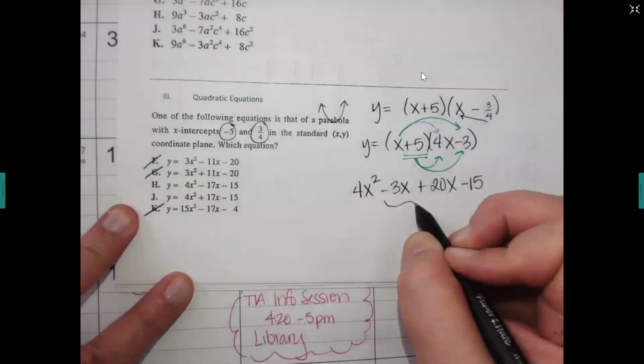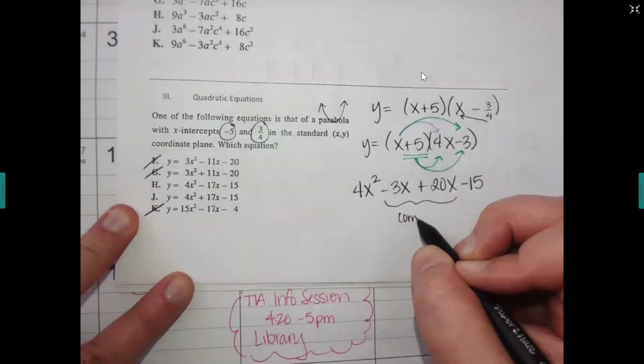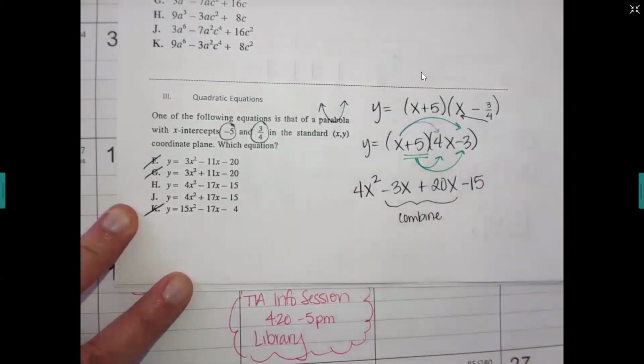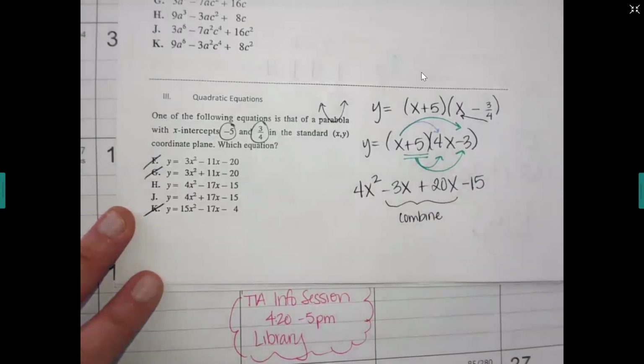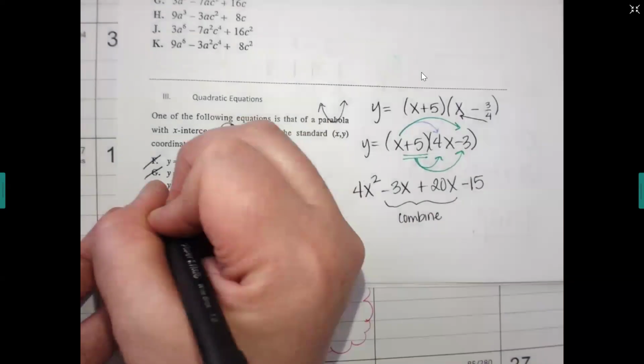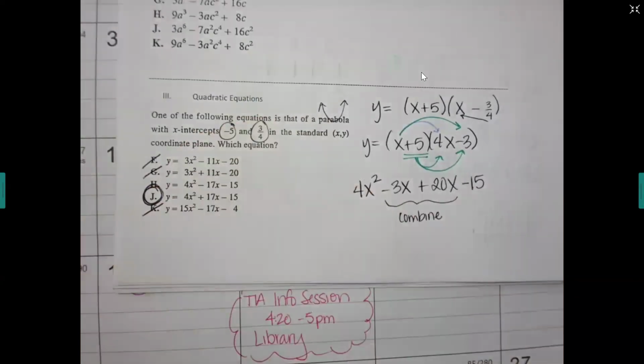And then if I combine these middle two, how should my 17 come out? Positive or negative? Positive, because if the 20 was bigger, 20 take away 3 would be positive 17. So it would be J. Questions on that?